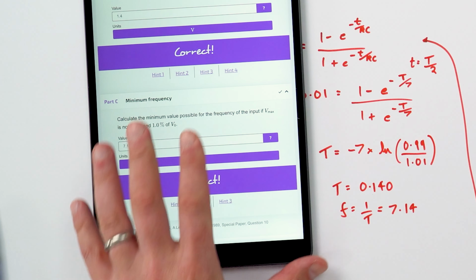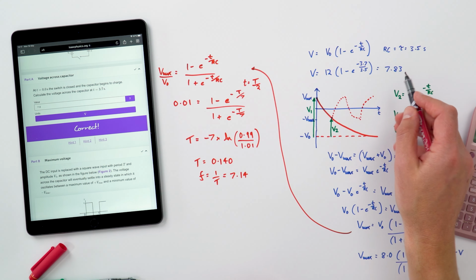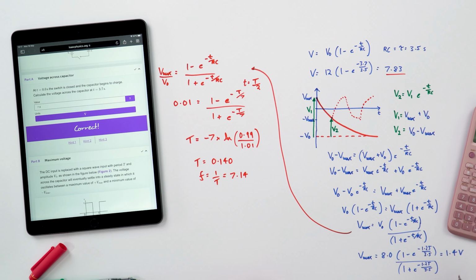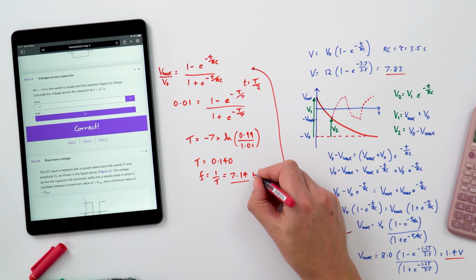Which is correct. Now for this question, be aware that you can get part B incorrect and still get the final correct answer for part C, but this is the correct method. A lot of people thought maybe Isaac Physics is broken, maybe it's been programmed wrong. No, Isaac Physics is correct, and this question is correct as well. So there we go. These are my answers: 7.83, 1.4 and 7.14 hertz.